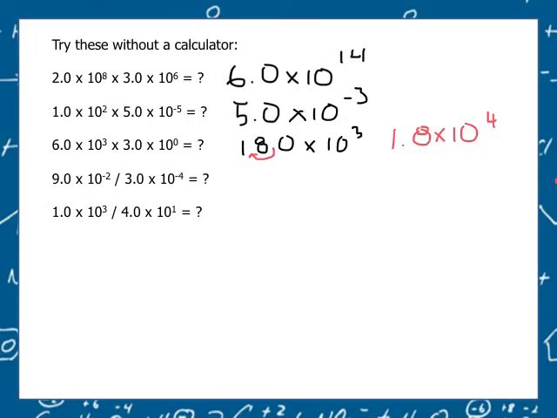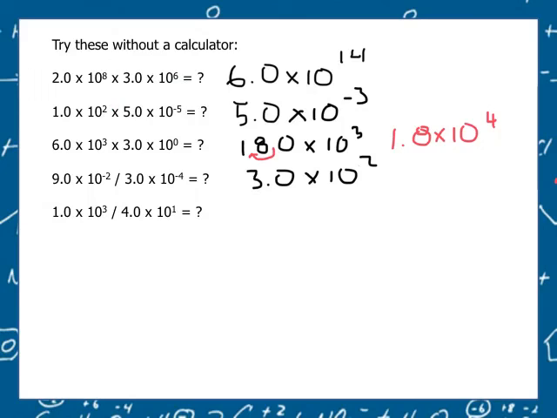Okay, last two are division. 9 times 10 to the negative 2nd, divided by 3 times 10 to the negative 4th. So 9 divided by 3 is 3. Negative 2 minus a negative 4, so that's negative 2 plus 4, so 10 to the, whoops, brain fart, negative 2 minus a negative 4 is 2. Check for scientific notation, got that, that one's finished.